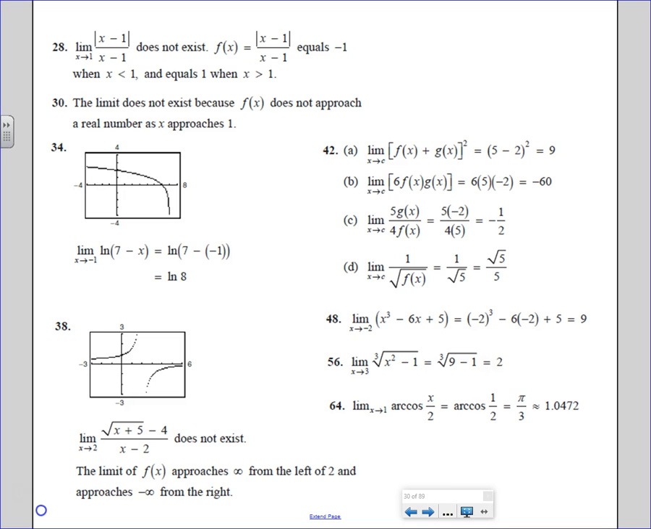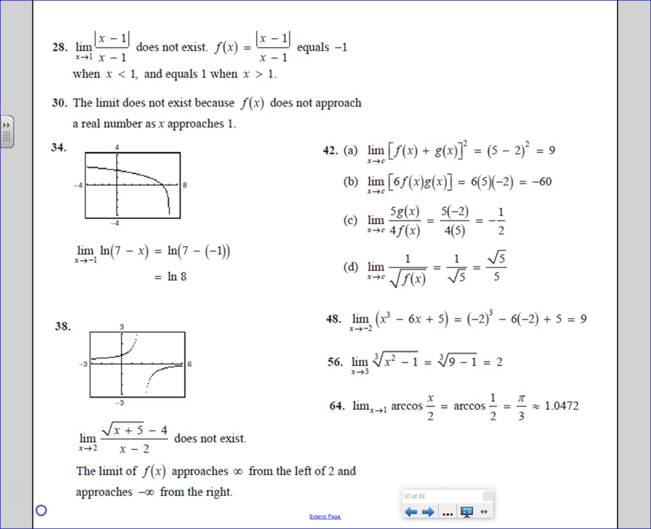Number 28, the limit does not exist. What's all the snazzy wording saying? F of x is approaching -1 from one side and +1 from the other side. And what do we do if the one-sided limits do not agree? The limit does not exist. If they're not headed to the same location, I can't say they're agreeing on where they're approaching. I can't say that, so the limit does not exist.